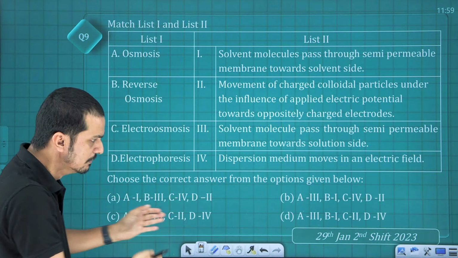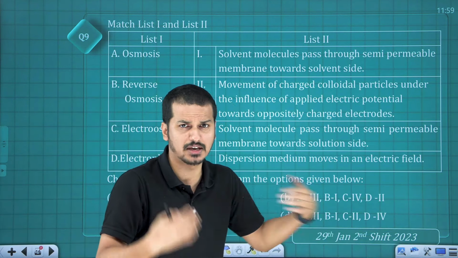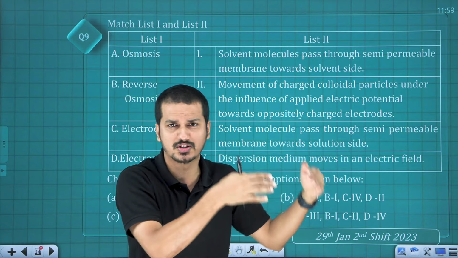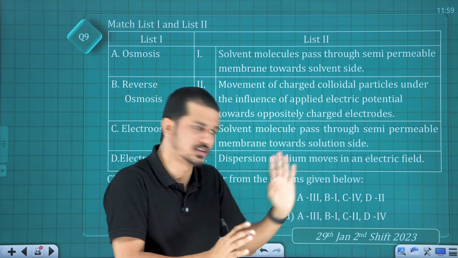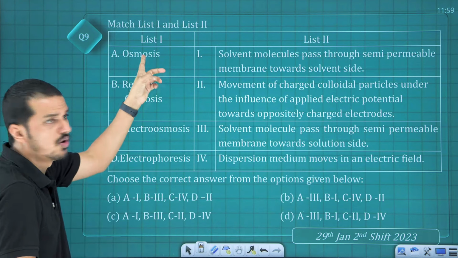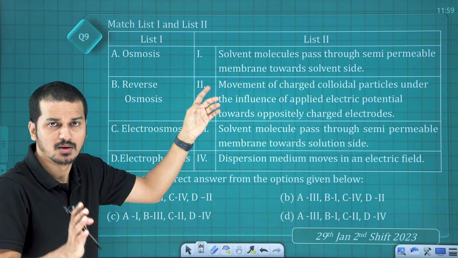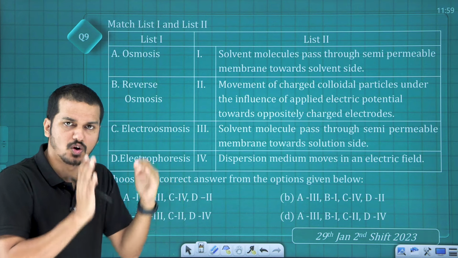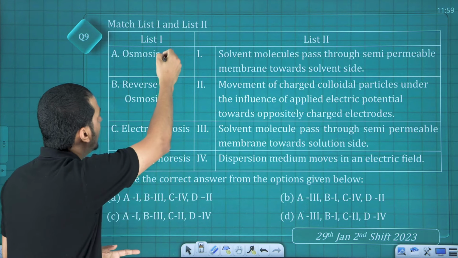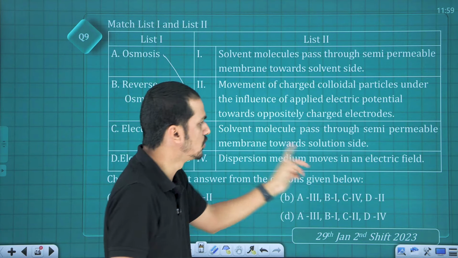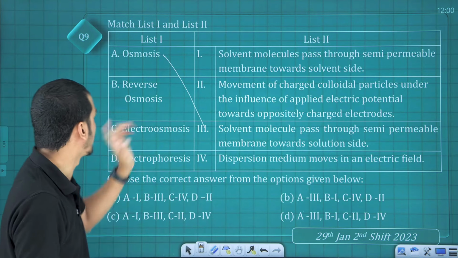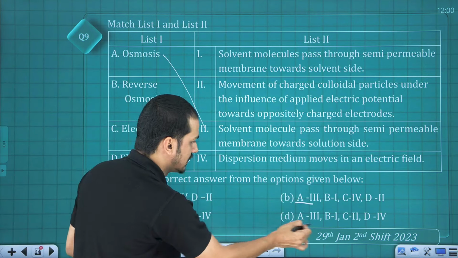This is also related, asked in 2023. So you have to expect this year also, osmosis, reverse osmosis, one question from that area. They asked in 2024, they asked in 2023. Looking here, osmosis means movement of solvent molecules from the solvent side to the solution side. So A we can connect with 3: solvent molecules pass through a semi-permeable membrane towards the solution side. A is connected with 3. Two options are there.